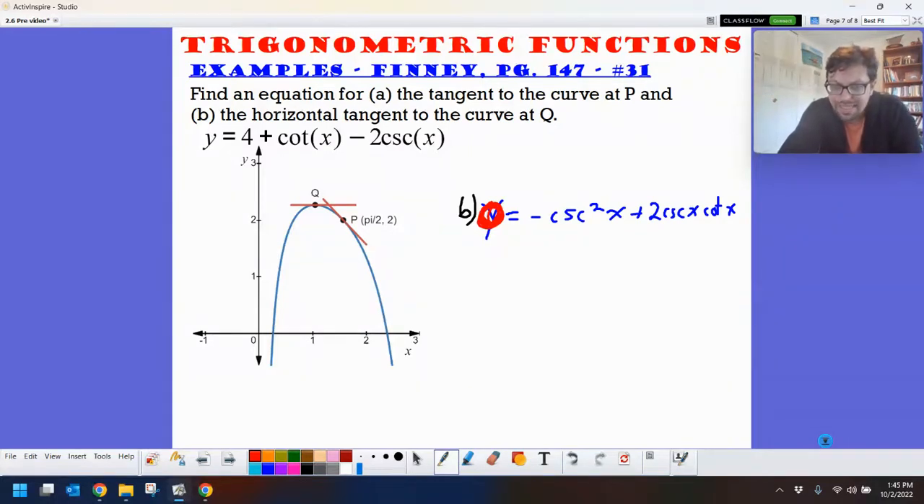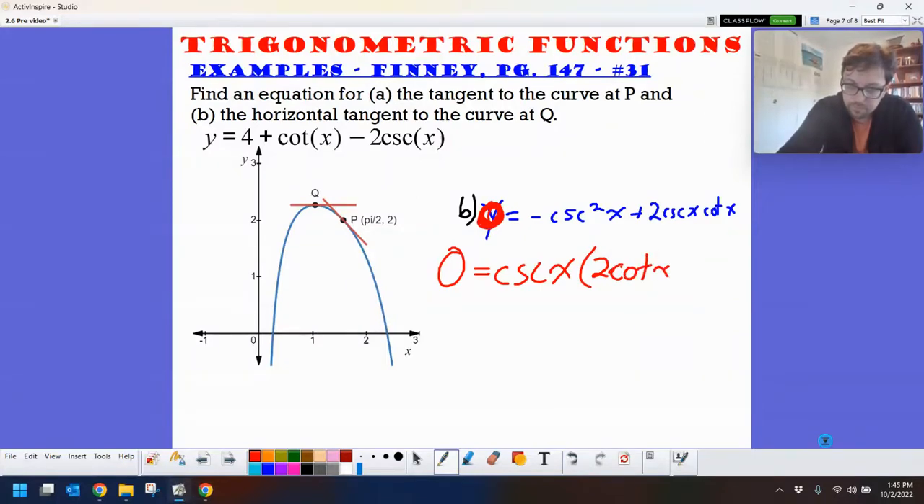Okay, well, I see some cosecants, so I'm going to factor those out. So we get 0 equals, let's do CSC x. And then I'm going to put that 2 cotangent first, minus that CSC. And I'm not much of a fan of solving for cosecant and cotangent, so instead I'm going to convert them all into sine and cosine. That just makes it a little bit easier for me to solve.